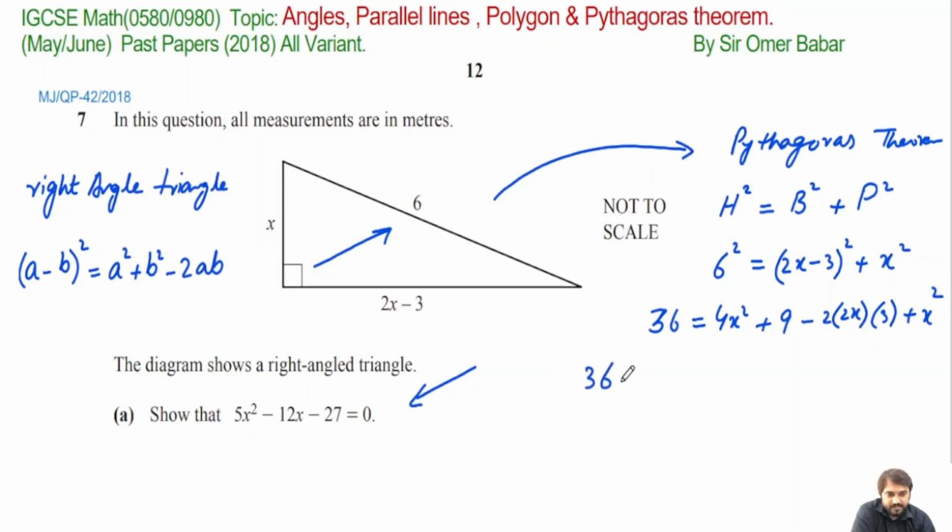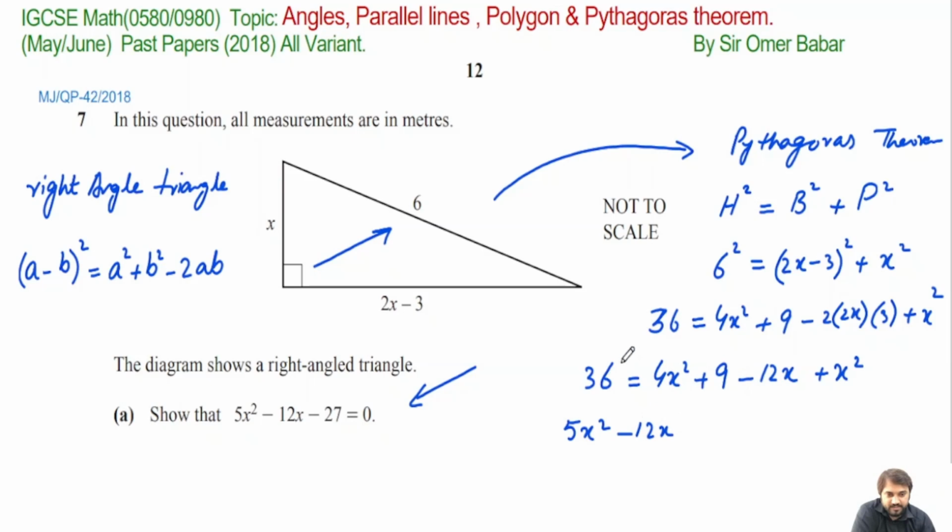So 36 is equal to 4x² + 9. Now we are going to multiply 2 to 2x and 3. 2 times 2x is 4x, and 4x times 3 is 12x. The answer to this one is minus 12x plus x square. Now rearrange it. We can add 4x² plus x², the answer will be 5x². Minus 12x remains the same.